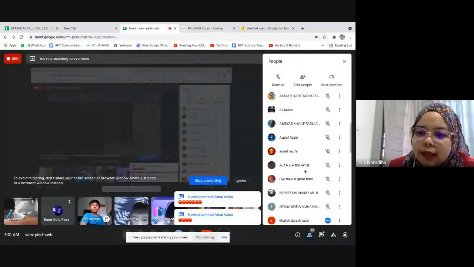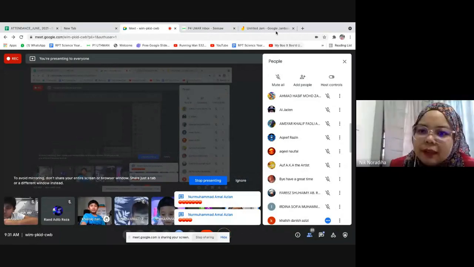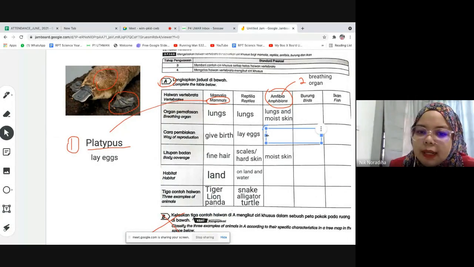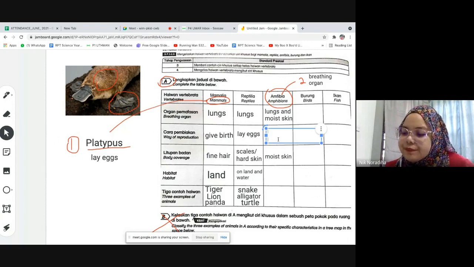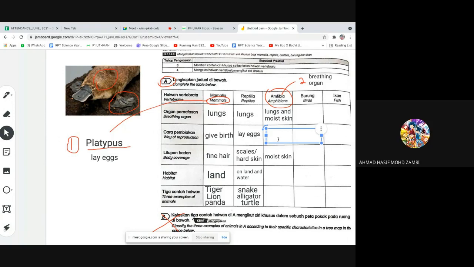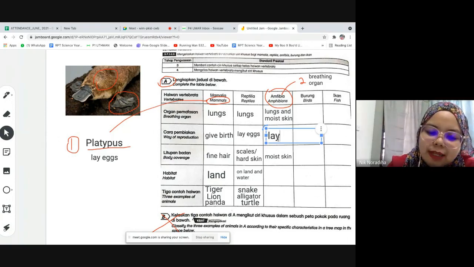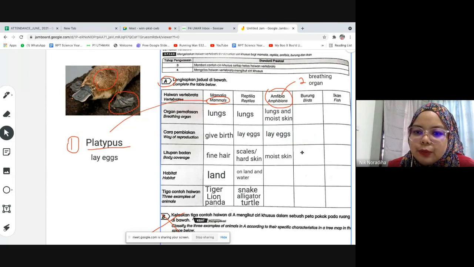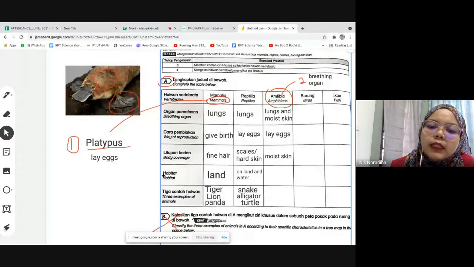I'm going to write now. Okay. Hasif, turn on the microphone, Hasif. Yes. Hasif, how do amphibians reproduce? What is their way of reproduction? Lay eggs. Well done, Hasif. Correct. Okay, so amphibians lay eggs, all right? Amphibians are very special because they have two breathing organs, remember. Okay? All right, lay eggs already done.